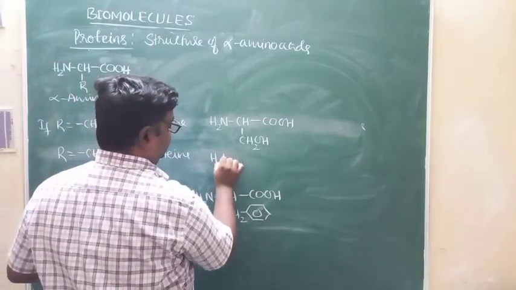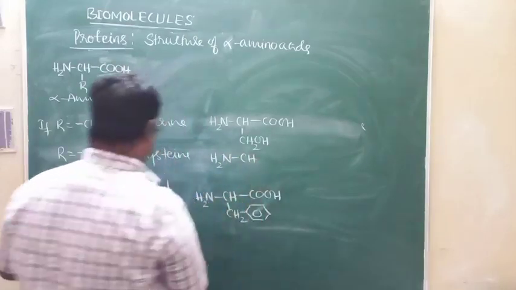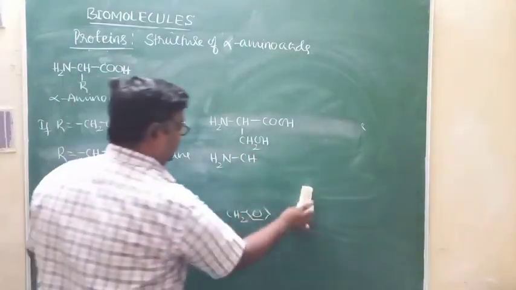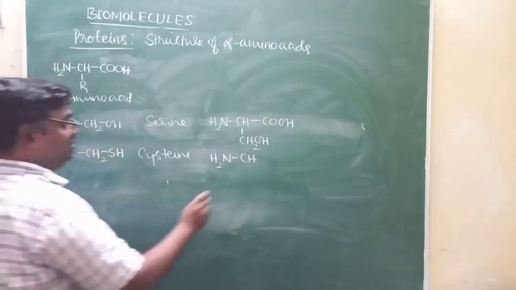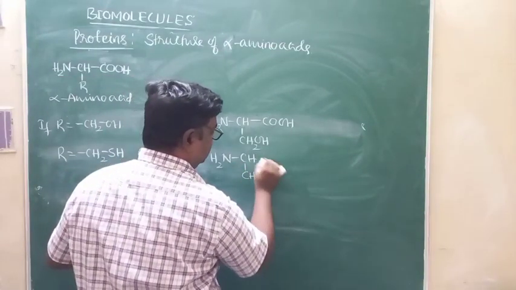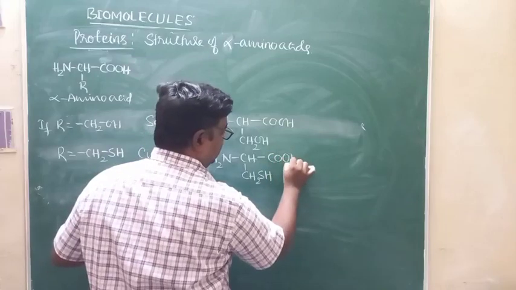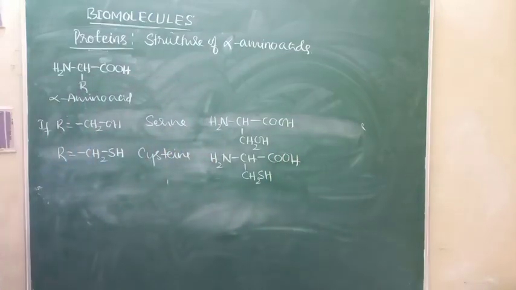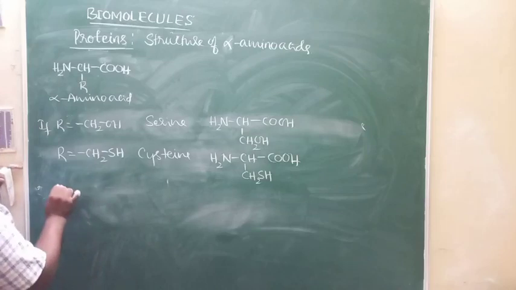Just write NH2, and of course CH. NH2CH, and in place of R we put CH2SH. This is the amino acid containing sulfur. This is what we call cysteine.